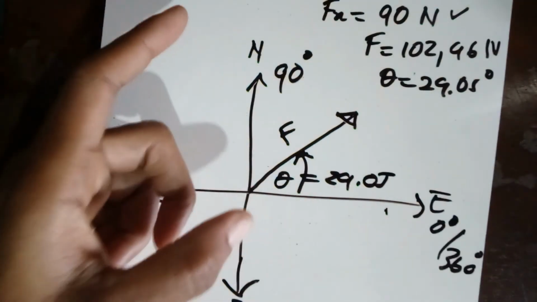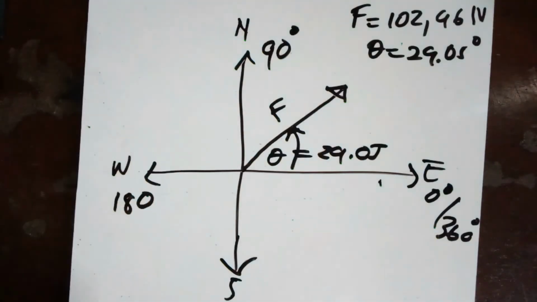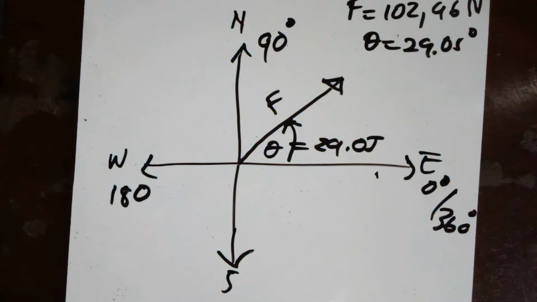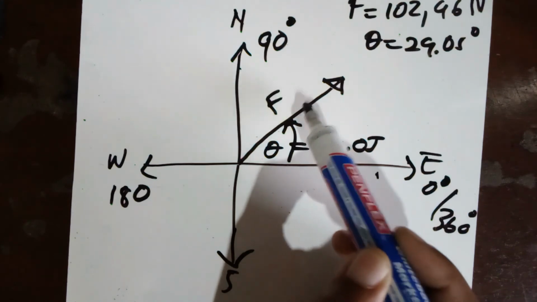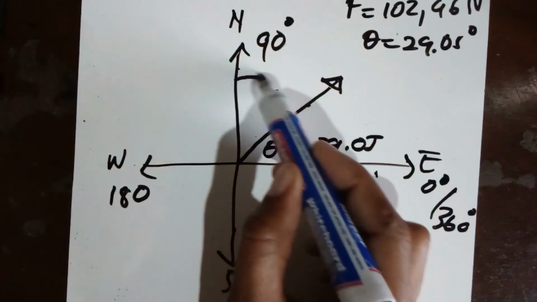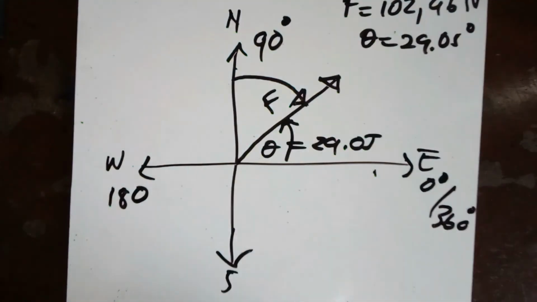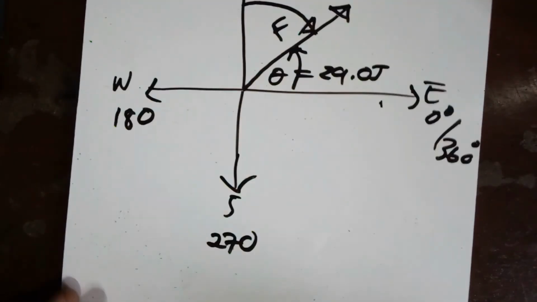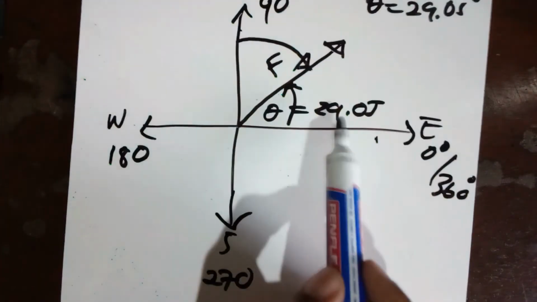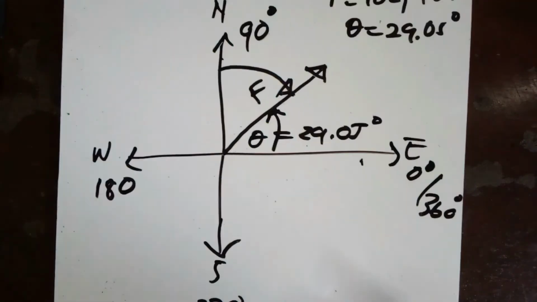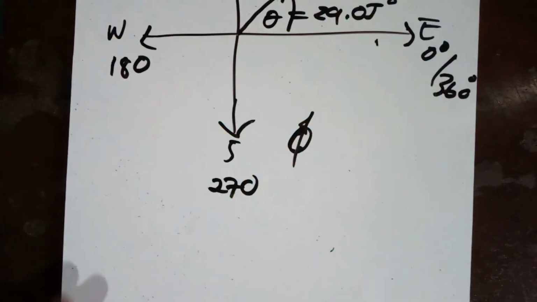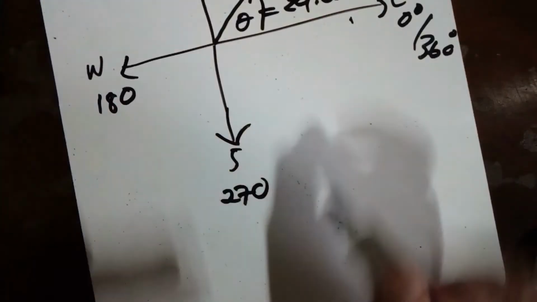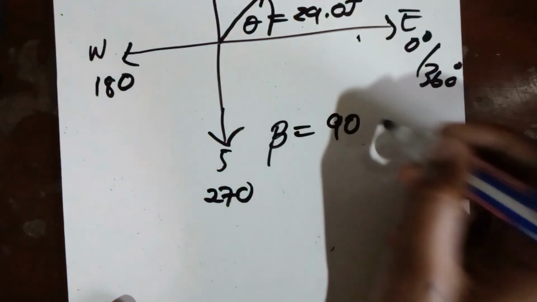But now when we report these answers, they actually want us to provide a bearing. A bearing of a vector is measured from north to the vector. So a bearing will actually be from here to here. That is the angle they are actually looking for in the final answer. If this is 90, then 90 minus 29.05 degrees will give me the bearing that I want. Let's call this angle beta. So beta is 90 minus the angle theta.